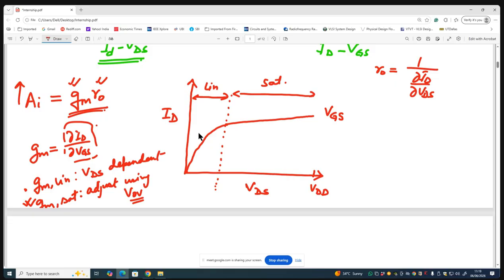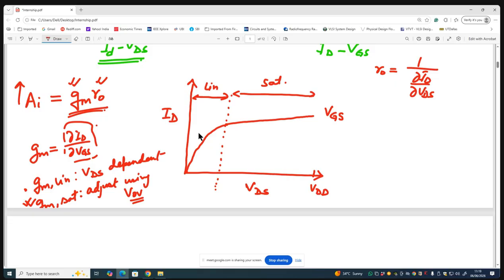So from the GM perspective, it seems that the saturation region is favorable. We shall bias the transistor in the saturation region, right? Because GM is independent of VDS, and we have a knob, the overdrive voltage, using which we can tune it to a desired value. Now the second term in this intrinsic gain is RO, which is given by RO is equal to 1 upon dou ID upon dou VDS.